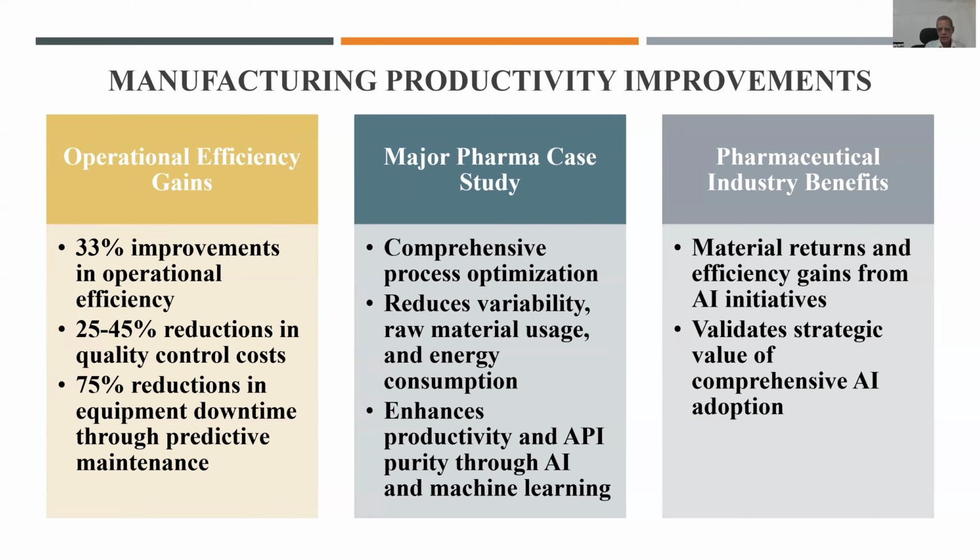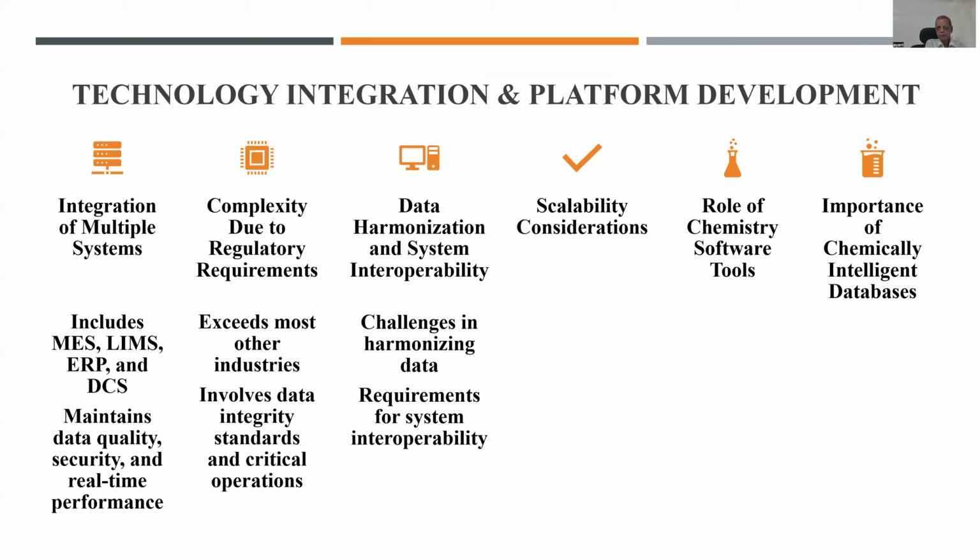And there are a lot of case studies which you can also look at, where there are reductions in variability, raw material usage, wastage, and energy consumption. These are the benefits. So industries will also have a lot of benefit because there won't be any material returns. There will be efficiency gains, and validation of the strategic value from AI adoption will also help.